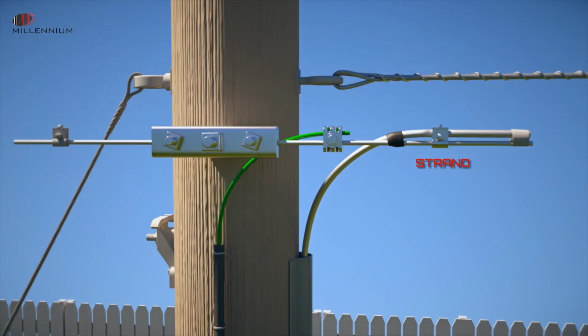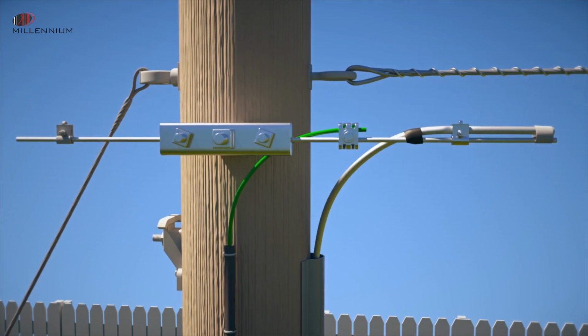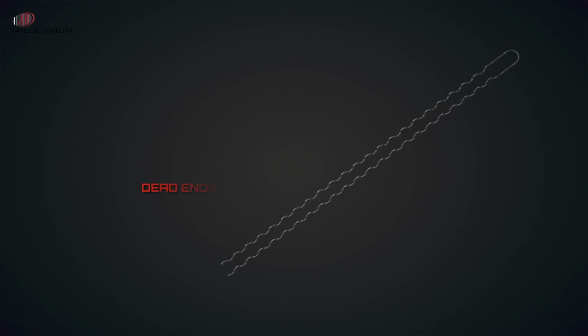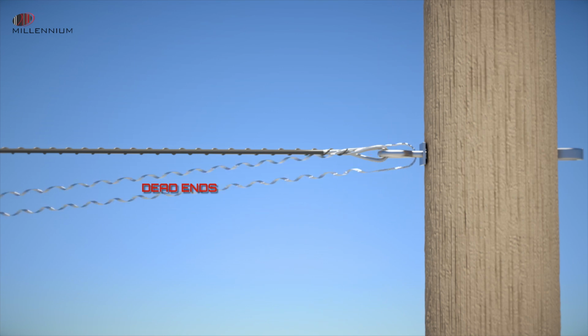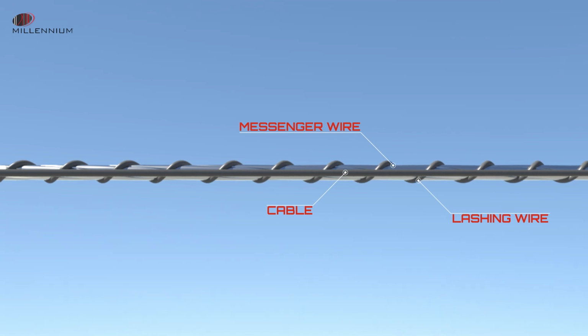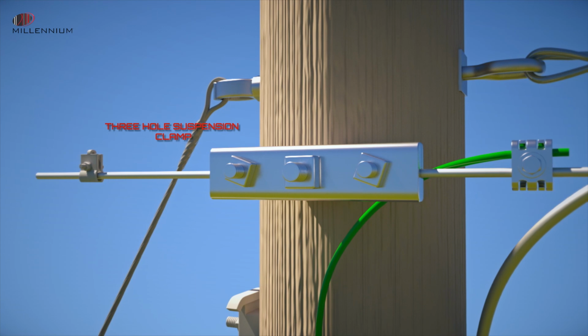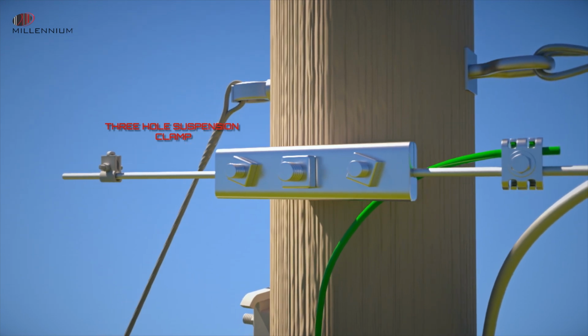Strand, also known as messenger wire, adds additional support to fiber, protecting it from the elements. Dead ends are pieces of equipment that can be used to fasten strand to a pole or repair breaks in the strand. The strand is attached to a telephone pole via the 3-hole suspension clamp. This clamp is also known as a bitch clamp in the industry.